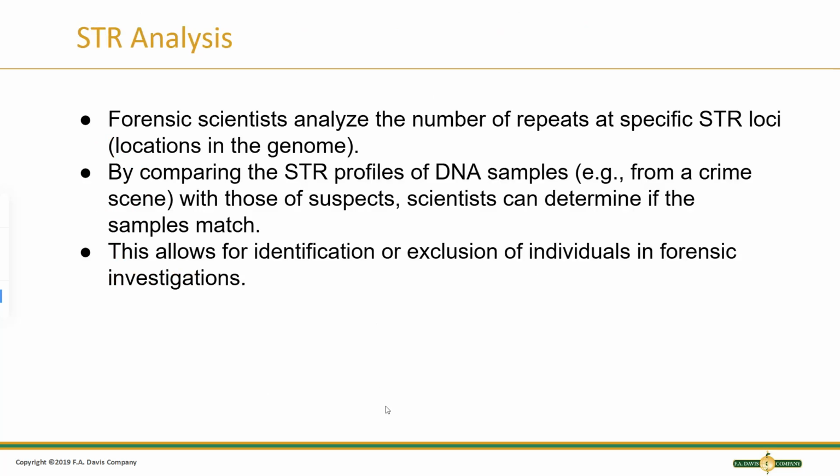Forensic scientists analyze the number of repeats at specific STR loci, locations in the genome. By comparing the STR profiles of DNA samples from a crime scene with those of suspects, scientists can determine if the samples match. Again, we don't have the capacity to do whole genome sequencing and analyze and store all that data. So instead, we just look at particular locations in the genome. This allows for the identification or exclusion of individuals in forensic investigations.